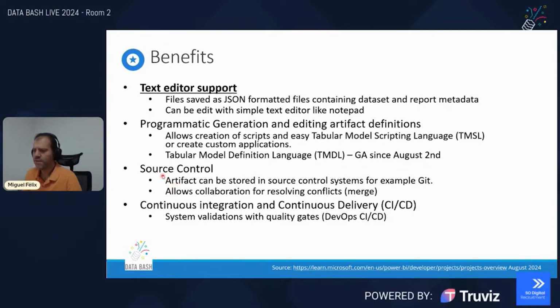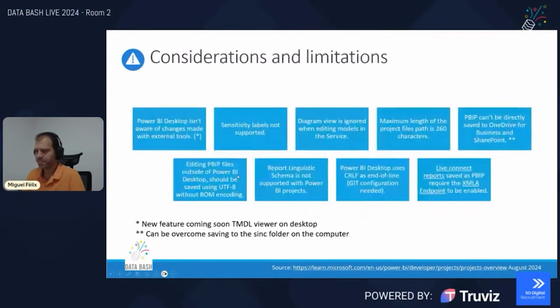And then we also have the source controls, where artifacts can be stored in Git and allow collaboration for multi-user development. And then all our DevOps integration is also possible. As I said, this source control and continuous integration is the more advanced part, but everyone can use this even without the CI/CD integration.